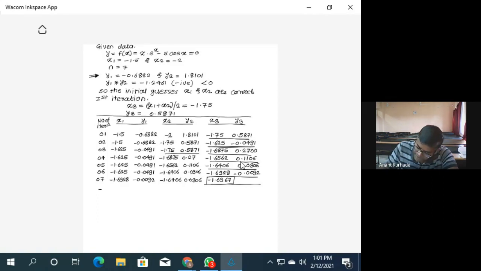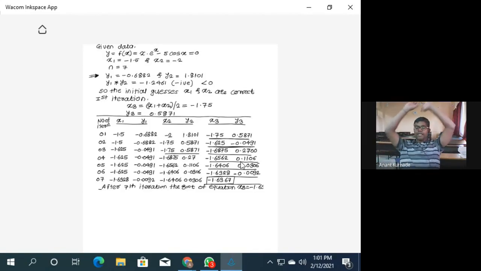So we can write the last line, you can write like this: after 7th iteration, the root of the equation x3 is equal to minus 1.6367. Okay. So for checking its convergence condition, you can get 2 marks, and for this number of iterations, you can get 4 marks.